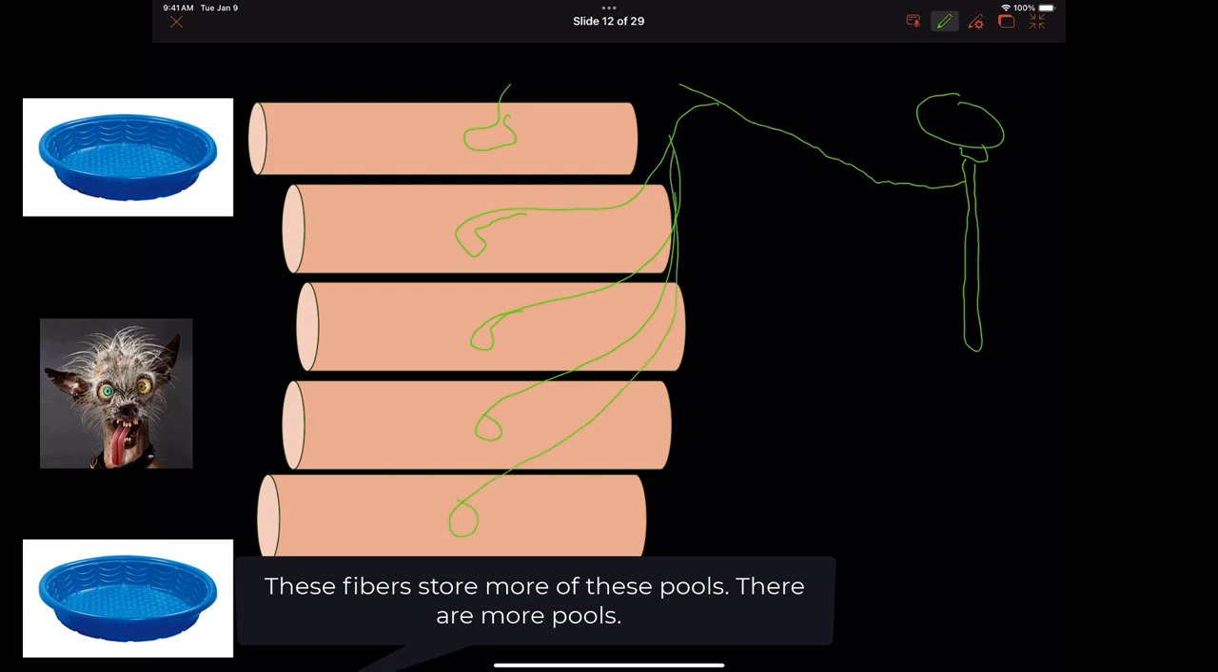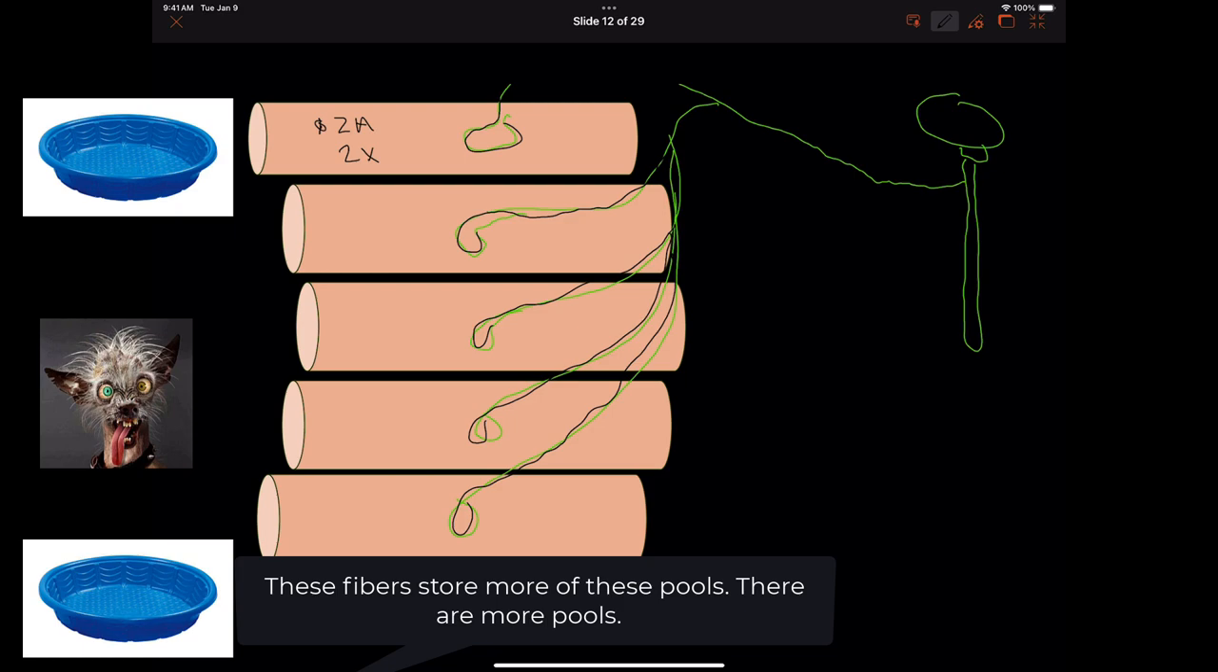1, 2, 3, 4, and 5. And that really didn't show up that well. So let me fix those neurons. 1, 2, 3, 4, 5. There we go. So with the type 2 fibers, we'll just say these are type 2A and type 2X. Let's just keep it very simple.